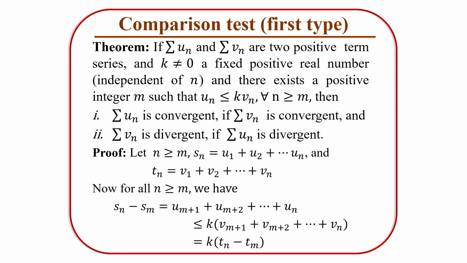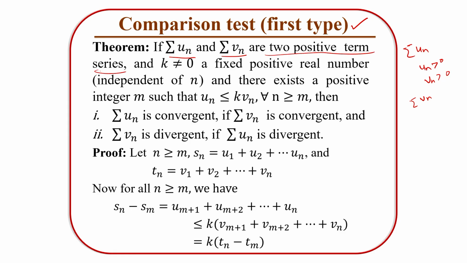So let me start with the first type of the comparison test. Consider two series un and vn. So sigma un and sigma vn are two infinite positive term series. What is a positive term series? That means each un is greater than or equal to 0, and similarly each vn is greater than 0, and that's what positive term series means.